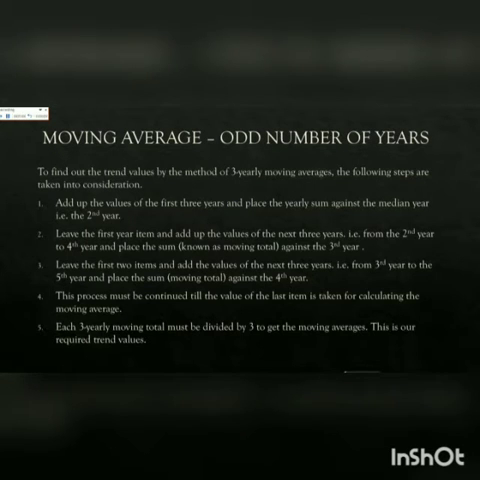Step 4. This process must be continued till the value of the last item is taken for calculating the moving average. Step 5. Each 3 yearly moving total must be divided by 3 to get the moving averages. This is our required trend values.